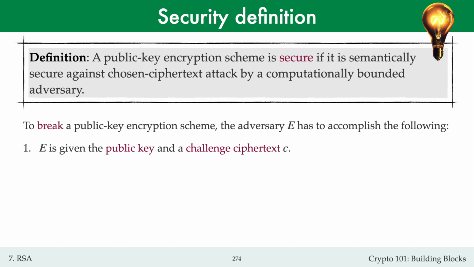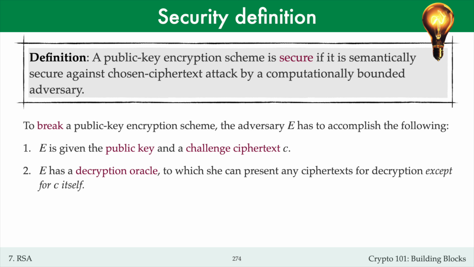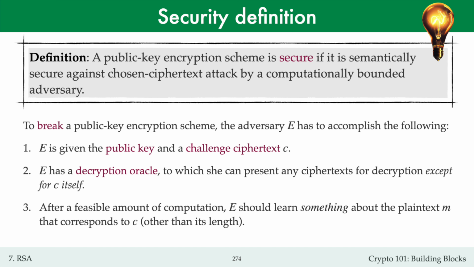To break a public key encryption scheme, Eve should accomplish the following. Eve is given a challenge ciphertext C encrypted for Alice. She's also given Alice's public key n, e. Eve has access to a decryption oracle to which she can present any ciphertext of her choosing for decryption except for C itself. After a feasible amount of computation, Eve should learn something about the plaintext that corresponds to the challenge ciphertext C other than the length of the plaintext.